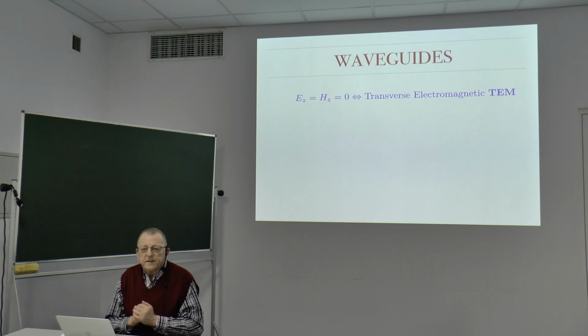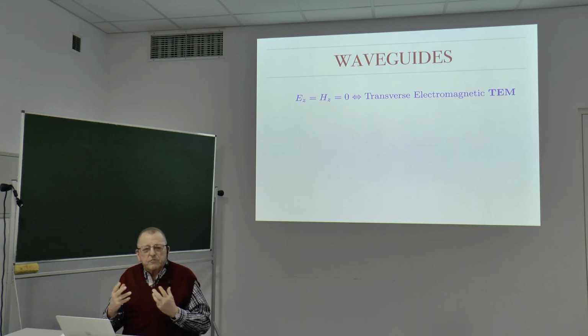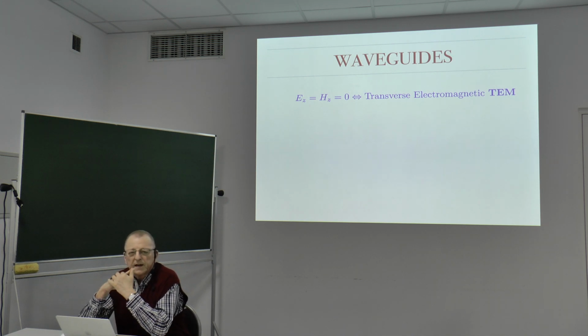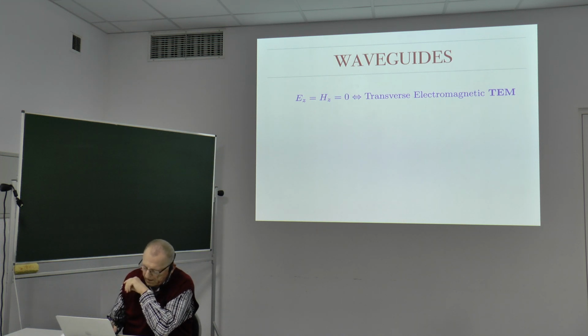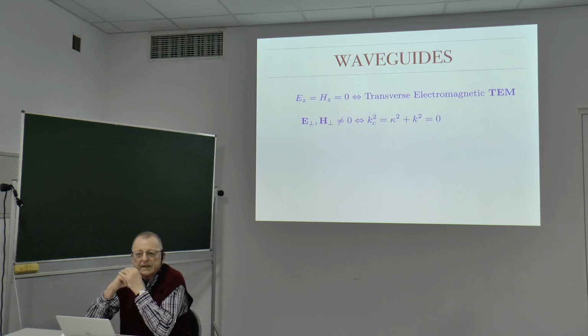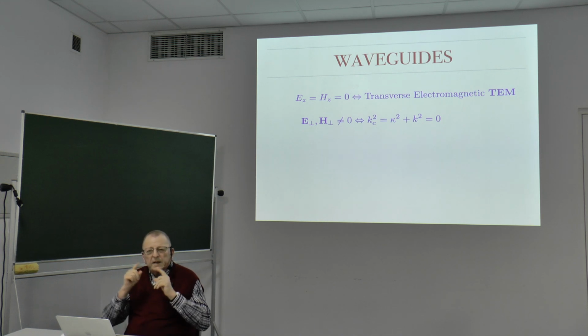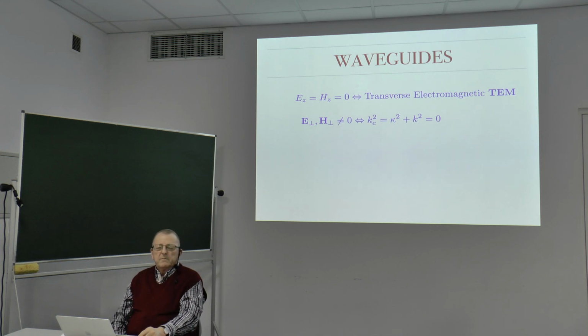So let's look first at this strangely looking mode, namely the one which has z components of electric and magnetic field equal to 0. That is what is called the transverse electromagnetic mode, TEM. All right? In order for these components to be different from 0, the denominator in this expression must also be equal to 0. Otherwise, there will be 0 solution.